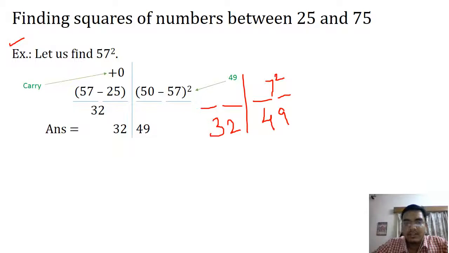So we have 50 minus 57 whole square, which comes out to be 49. There is no carry. 57 minus 25 is 32. So our answer becomes 3249. Just practice some more questions on this and you'll get the concept.